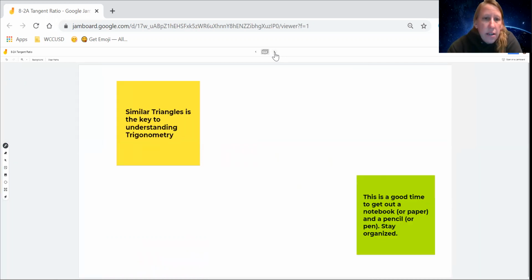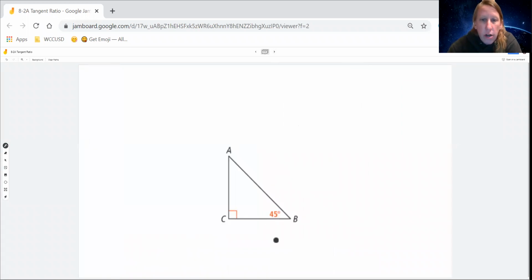The key to understanding trigonometry and where it came from is similar triangles. So here is a triangle, and we're going to play with it a little bit. And we're going to talk about the relationship between the sides and the angle. And we're going to first spend some time with the tangent ratio. So we're going to do a ratio. And the ratio we're going to study right now is the tangent ratio.